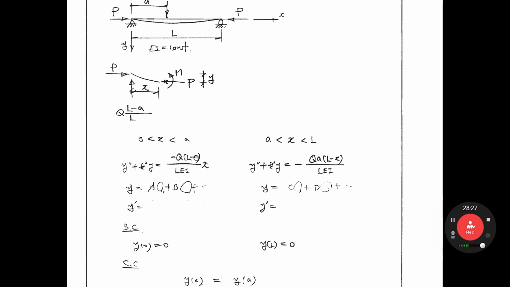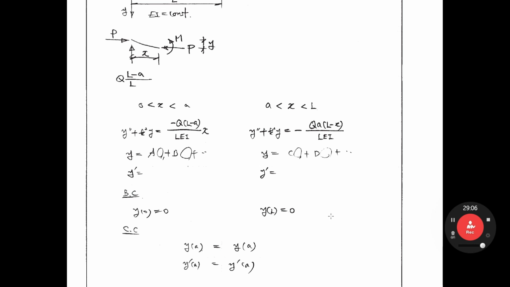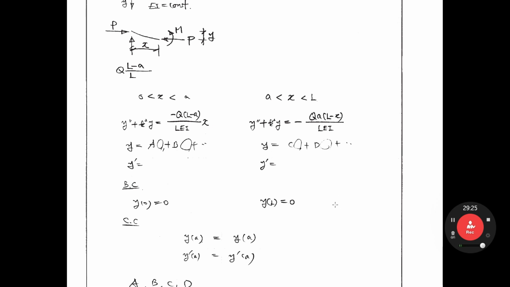Now we establish the equilibrium equation. Okay? This free body diagram, this term and this term. And then you can get the general solution. Here, A and B plus something. Here, C and D plus something. You can get this kind of general equation. Then you can get the first derivative, the slope. So you have 1, 2, 3, 4 unknowns. So you need 4 equations to solve this.